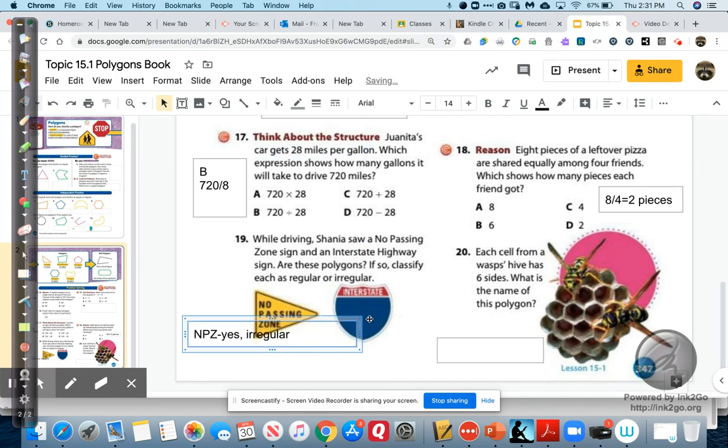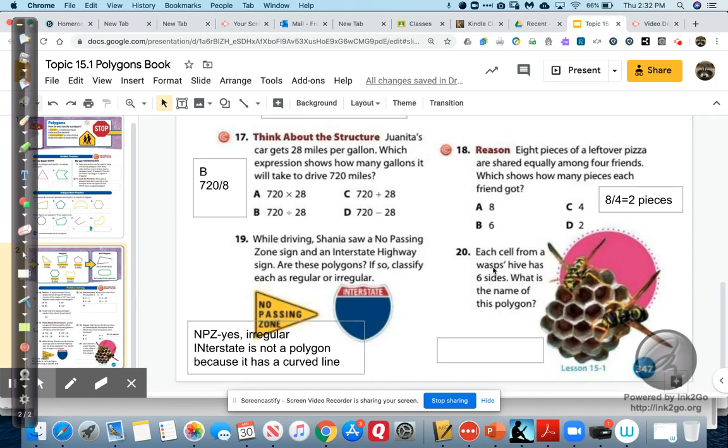And then this one over here, the interstate sign. So now I'll do another line for that one. And the interstate sign, well, is that a polygon? Yes or no? The interstate sign is not, because it has a curved line. It's not a polygon, right? It's not a polygon. Make sure we use our math vocabulary.